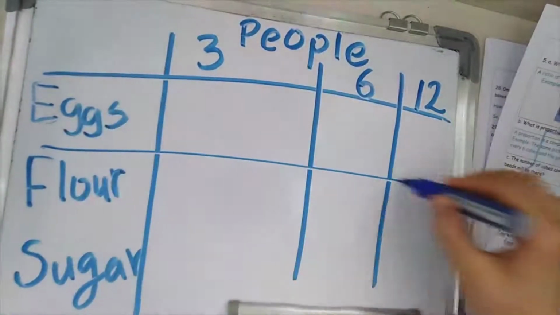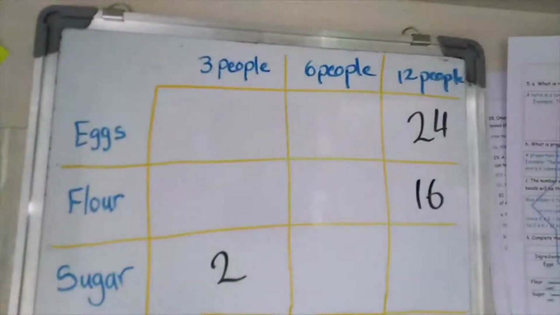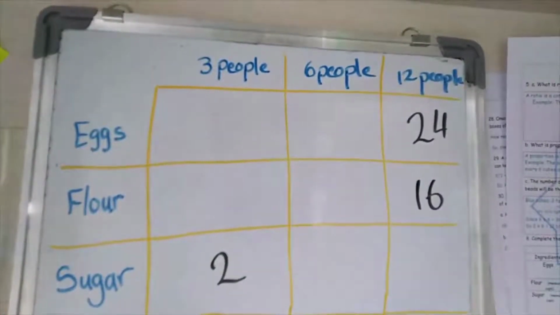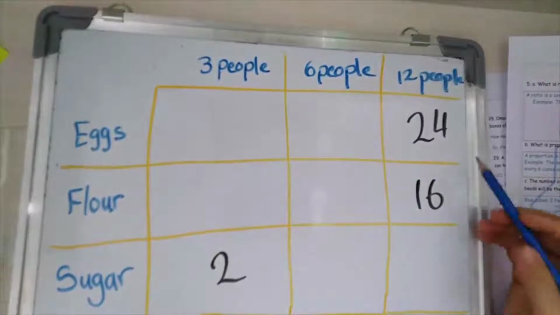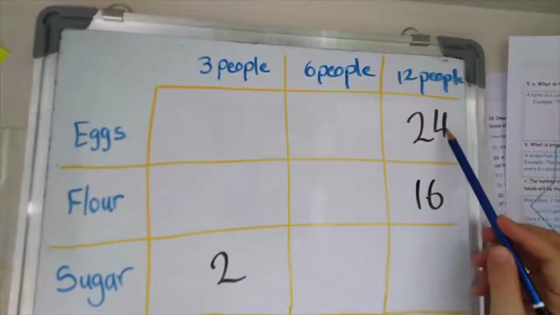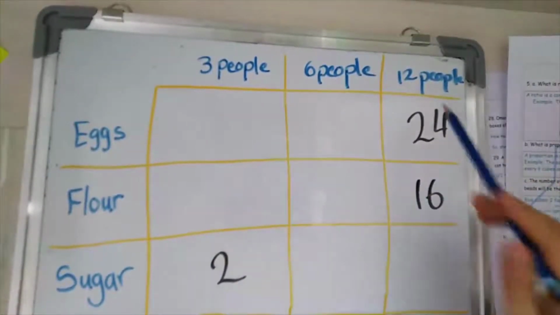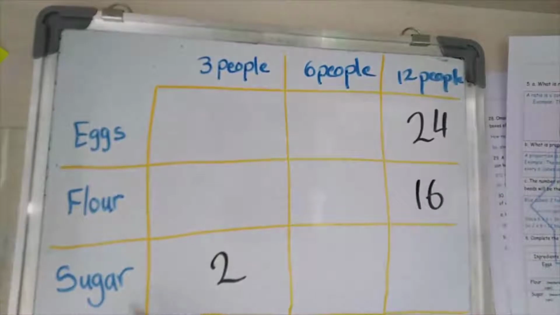All right. So for this table, we've got some numbers already written in the worksheet: 24 eggs for 12 people, 16 cups of flour for 12 people, and 2 cups of sugar for 3 people. Okay. Let's get started with the numbers that we already have up here.